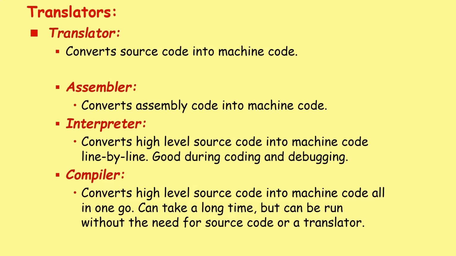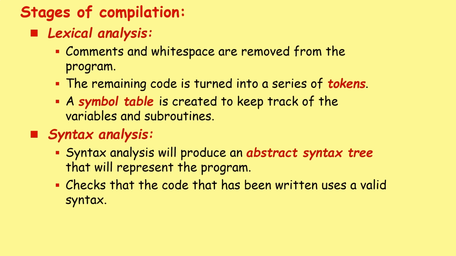Translators. A translator converts source code into machine code. There are three types: assembler, interpreter, and compiler. An assembler converts assembly code into machine code. An interpreter converts high-level source code into machine code line by line, good for use during coding and debugging. A compiler converts high-level source code into machine code all in one go. This can take a long time, but afterwards it can run without the need for source code or a translator, so it's faster.